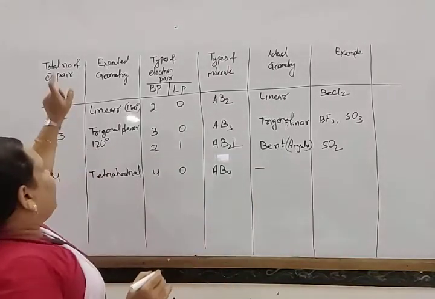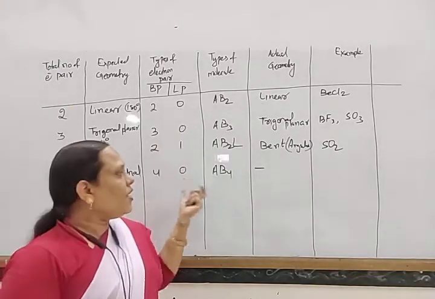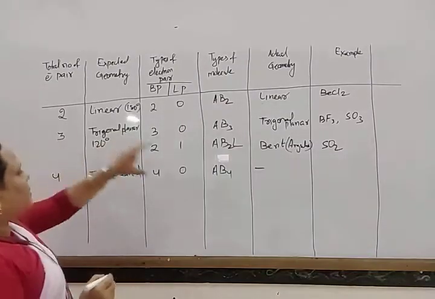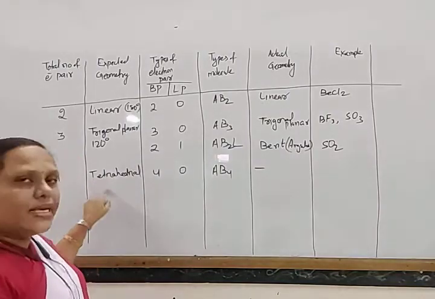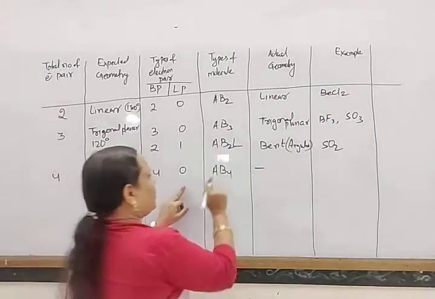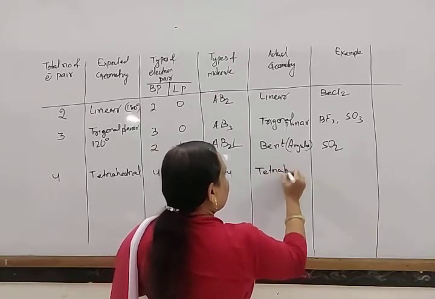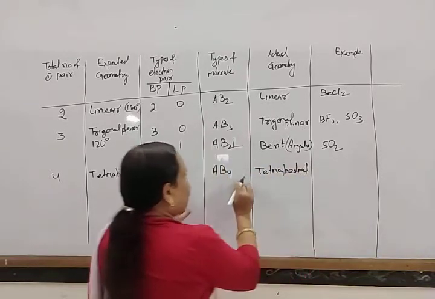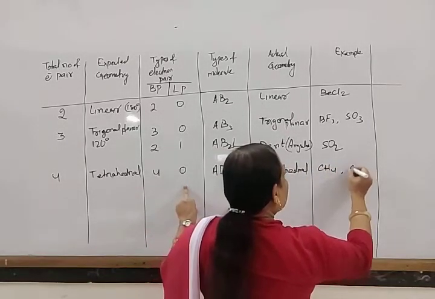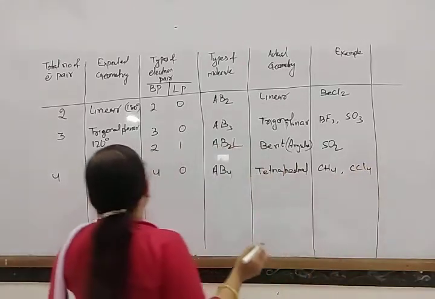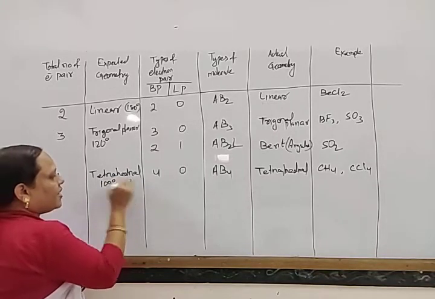If the total number of electron pairs is 4 and all are bond pairs, then it has the geometry as its expected geometry. So it is a molecule of type AB4, and its shape is again tetrahedral. The examples are methane and carbon tetrachloride, etc. And here the bond angle is 109 degrees 28 minutes.